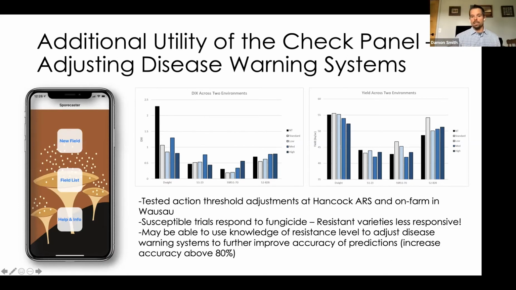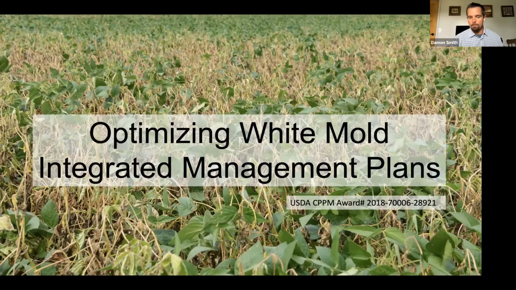So we're actually seeing some breeding lines being highly resistant, that may not even need fungicide application because that fungicide really gives us no incremental increase. So we're going to be continuing forward in this work and trying to adjust Sporecaster accordingly.